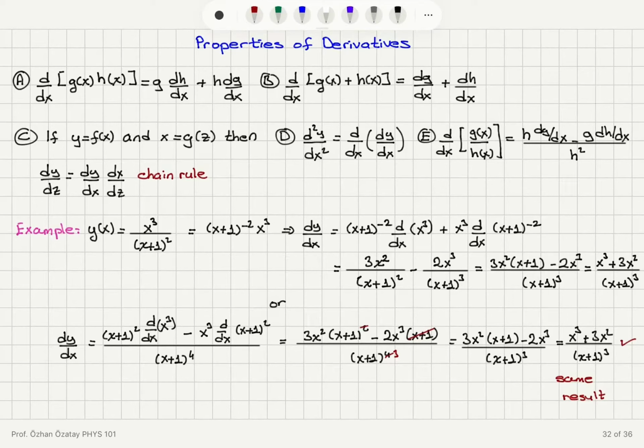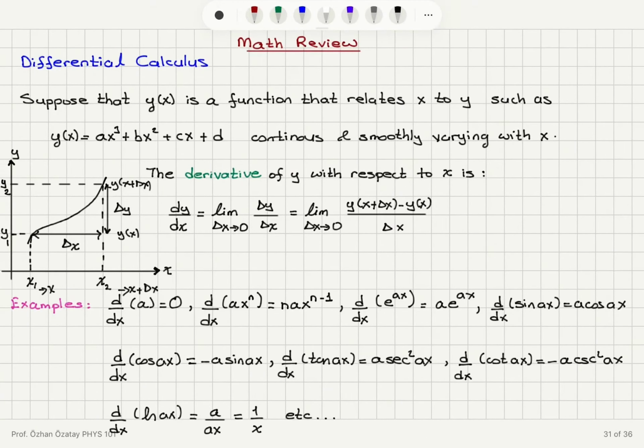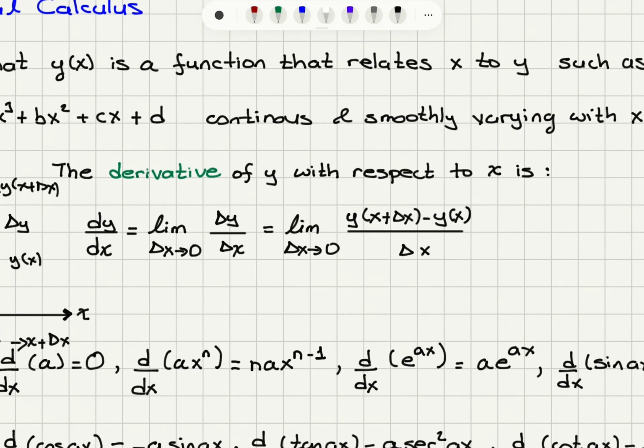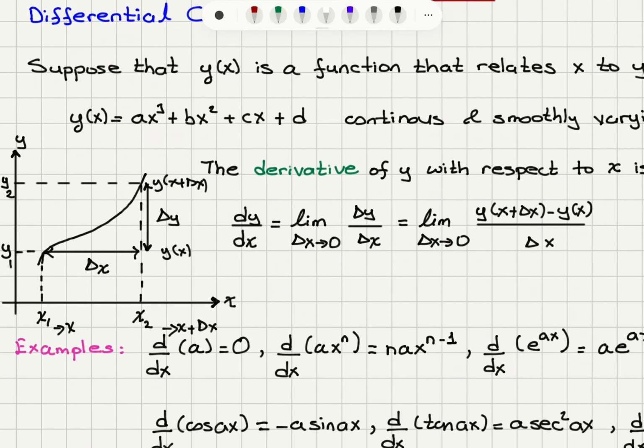Now we will continue our review of the basic math in order to do some calculations in mechanics. So last time we introduced the derivative. The derivative was defined as the limit as delta x goes to 0 of y of x plus delta x minus y of x over delta x. It's the slope of the curve at the point at which we are taking this derivative.